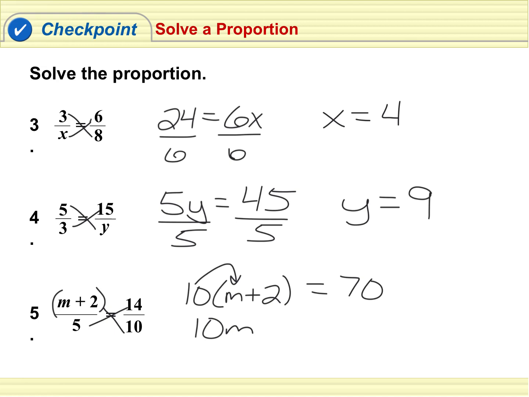A plus. Plus 20. Right. 10 also has to go with the 2. So it's not 10m plus 2. What is it? 20. Right, you have to do 10 times 2, so plus 20 equals 70. Okay, don't forget when you distribute, it goes to both numbers, not just one.